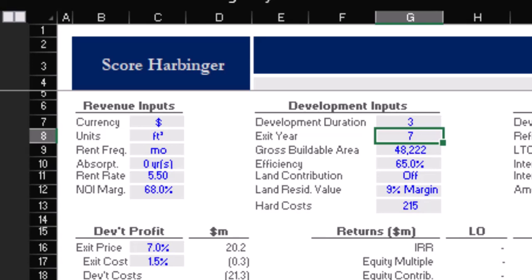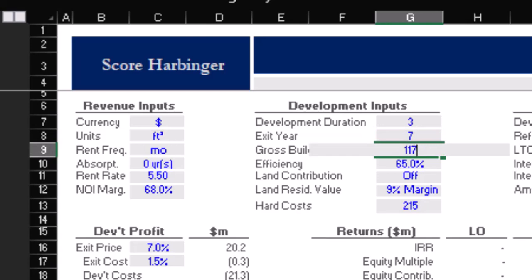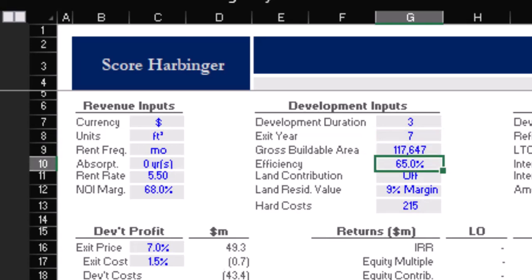We offer another development model with off-plan sales, not rentals, in which the disposition event or events is not correlated with the development completion mark. Let's imagine we would build 117,647 square feet of gross buildable area with an 85% efficiency.